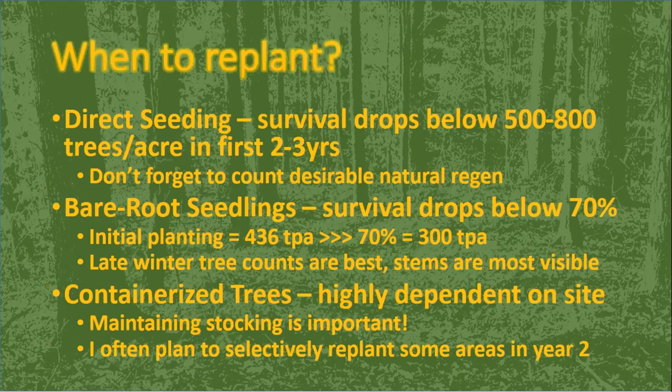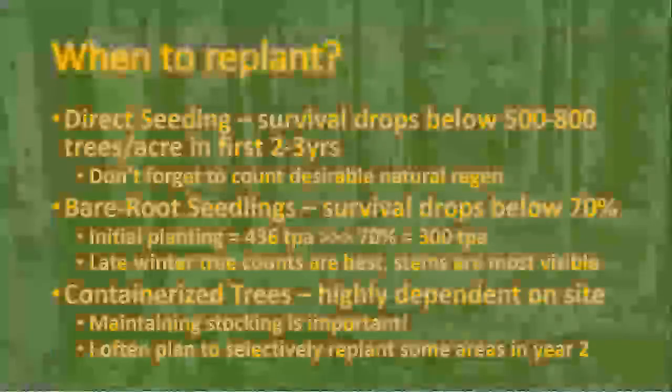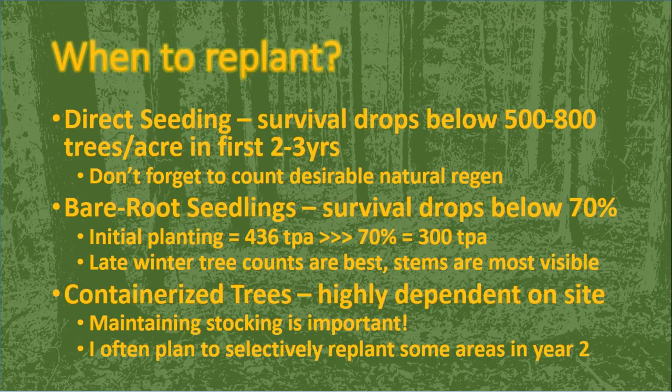So when do you replant? Here are some recommendations. With direct seeding, when your survival drops below 500 to 800 trees per acre, you're probably going to look to reseeding. For bare root seedlings, when survival drops below about 70%. Initially we planted at 436 trees per acre. 70% of that is 300. So when we get down to around 300 trees per acre, that's when we need to think about restocking that site, because stocking's getting a little too low.